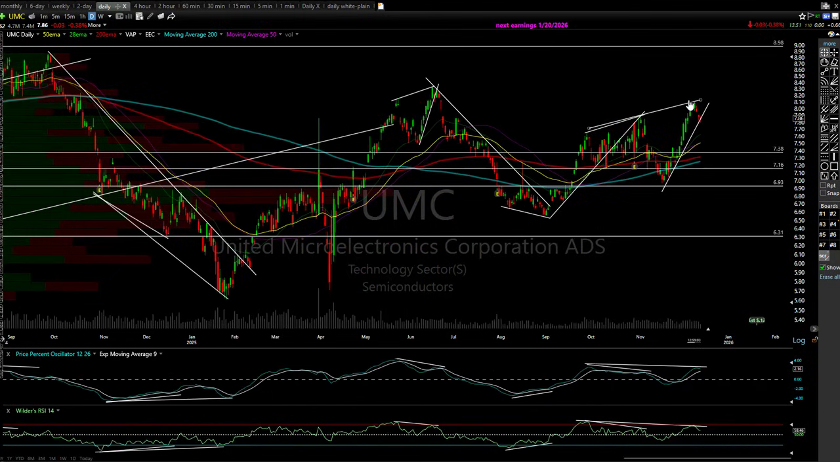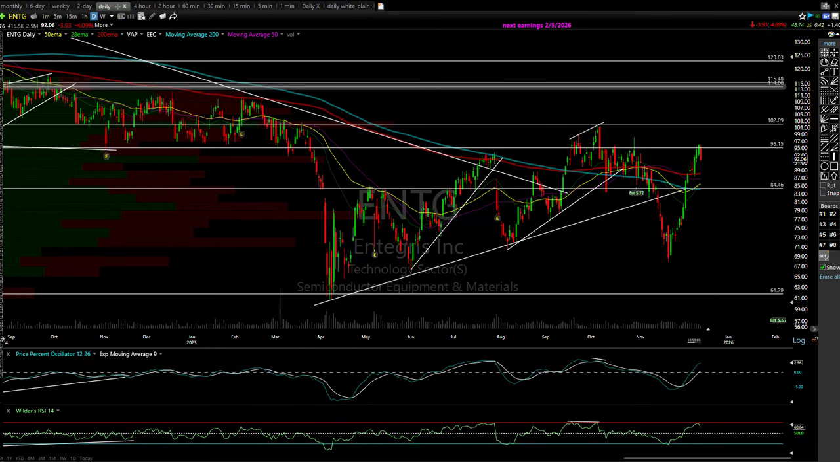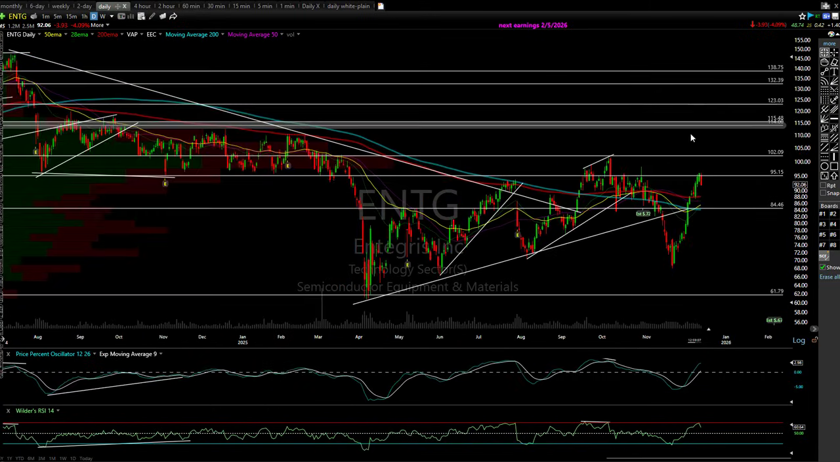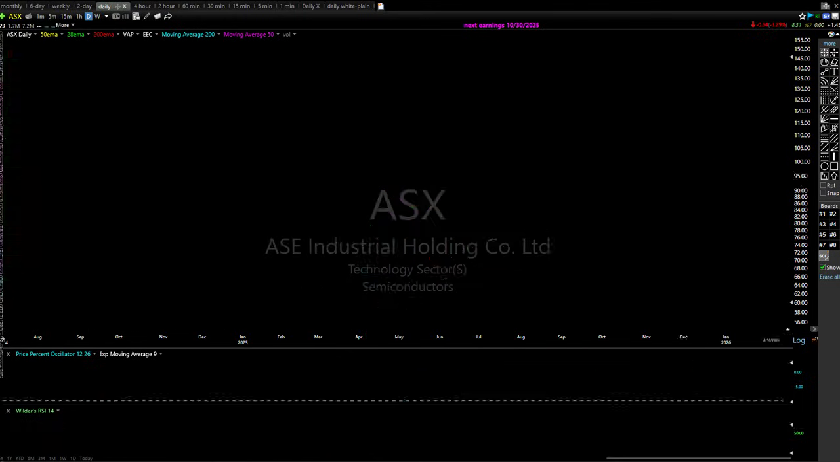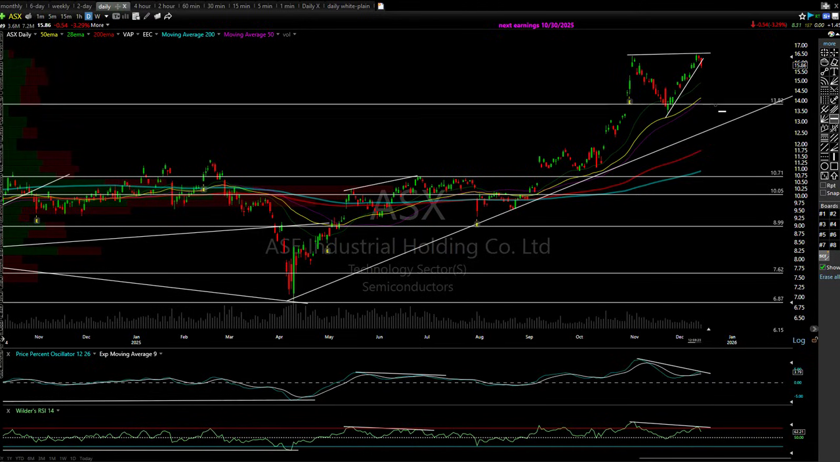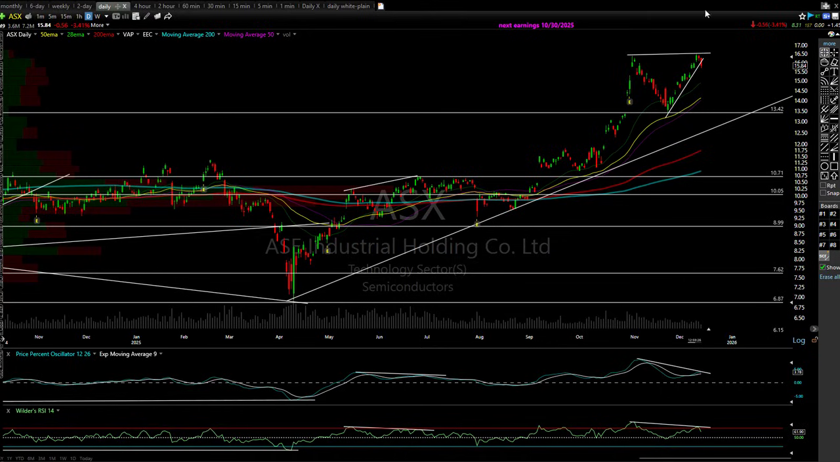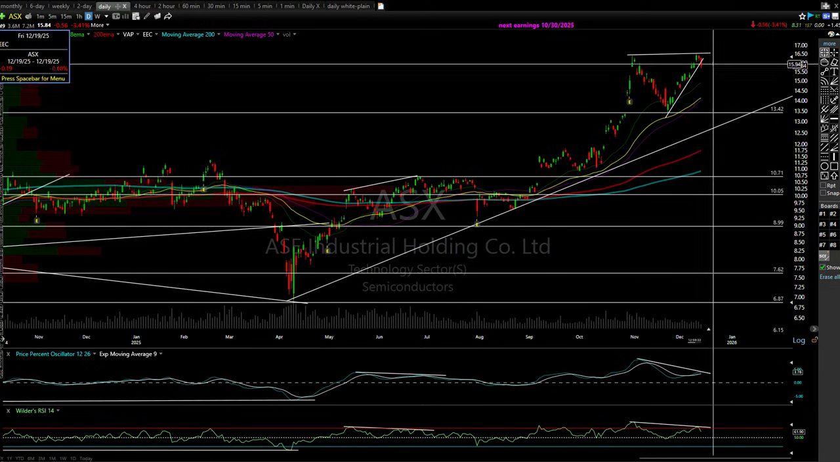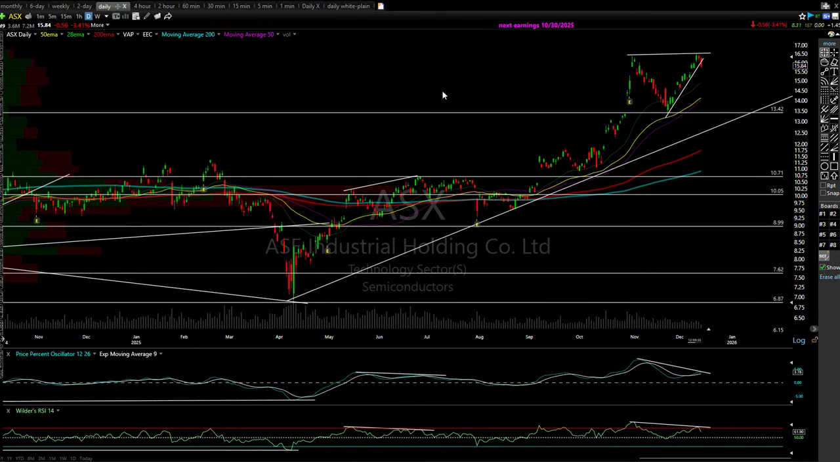UMC, divergent high, needs to break this trend line for a sell signal. ENTG is at resistance right now, overbought. ASX, divergent high, a little uptrend line starting to crack. There's your negative divergence, and there's your trend line that it's probably going to go to. It'll have a little hiccup right here first, 1342: price support, gap, reaction low, and the trend line. That gives this one a total, if this plays out, a drop of about 16%.